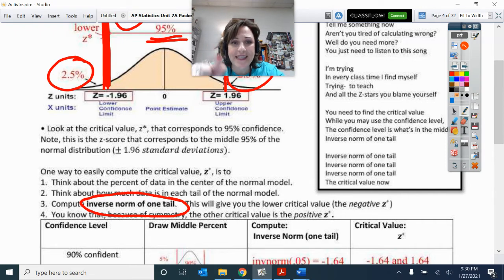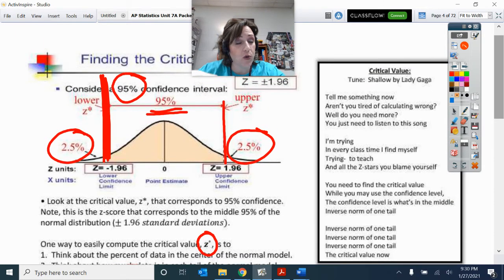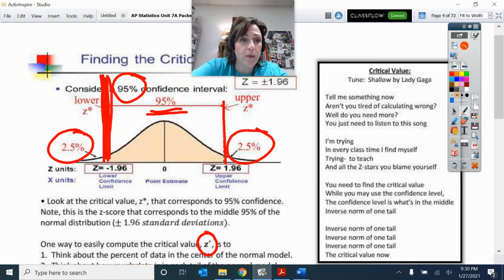So to get our critical value, we're going to be told the percent of confidence, and that confidence level is what's in the middle. Then we're going to use inverse norm of one tail to get that critical value.